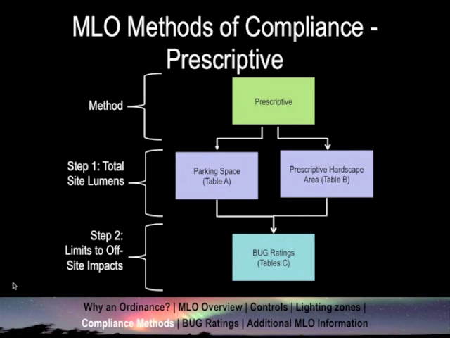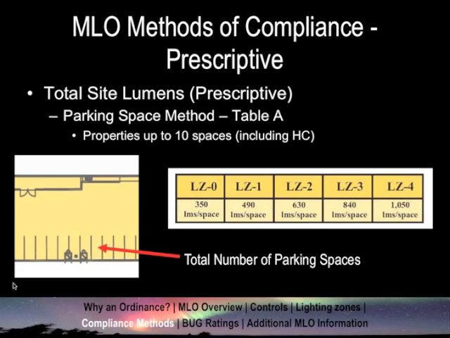So in the methods of compliance, we have here kind of outlined the path that you would take with the prescriptive method. And there's 2 different ways you can go. You can either do the parking lot or parking space method or the prescriptive hardscape. But both of them do have regulations on the type of lights that you put in them. Again, how much backlight, uplight, and glare that they have, which is going to limit the offsite impacts.